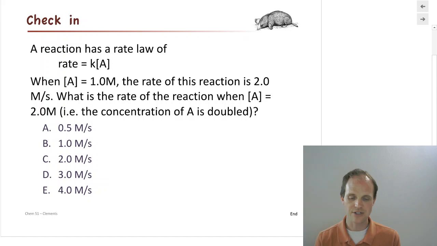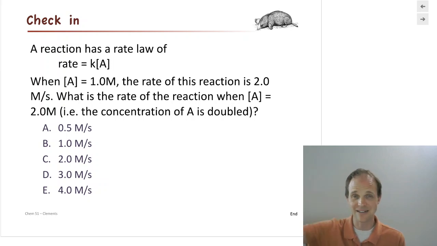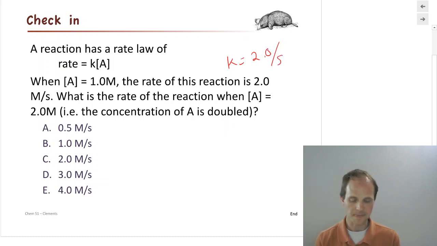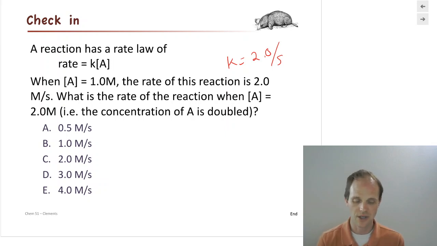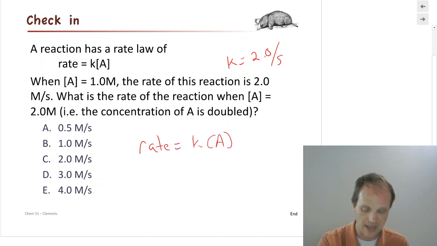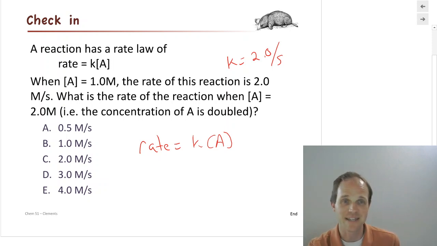Next one, a reaction has a rate law of k times the concentration of A. It's first order in A. When A is 1 molar, the rate of the reaction is 2.0 molar per second, exactly the same as the last one. So we determined that k was 2.0 per second. And what is the rate of the reaction when A is 2.0 molar, right? When you double the concentration? Well, it turns out that's pretty easy to do. We could say that the rate is equal to k times the concentration of A. Oh, I forgot to give you a moment to do it. Silly me. Go for it.